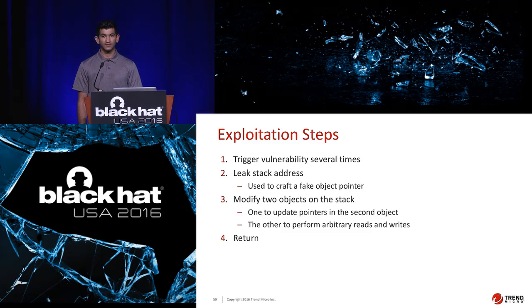So as far as exploiting, the vulnerability was actually triggered several times. The first time was just to leak a stack address, which was used to craft a fake object pointer. And they triggered another time to leak some more pointers. And then once they had that, they made a function call in ActionScript where they are calling the function with over 100 arguments. It's all the exact same fake object. And the whole point of this was to update pointers within the second object, and then use the other object to perform arbitrary reads and writes. And once they had that, they just wrote their ROP directly to the stack so that they were able to return and code execution happened. It was a very clean exploit.